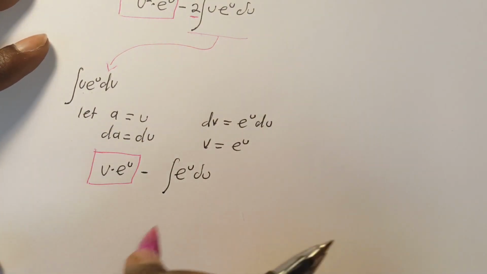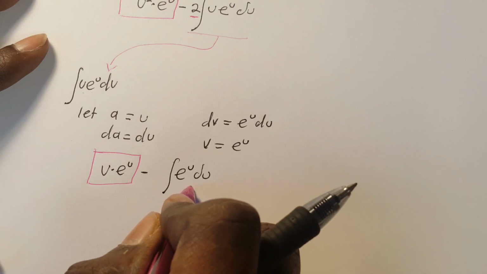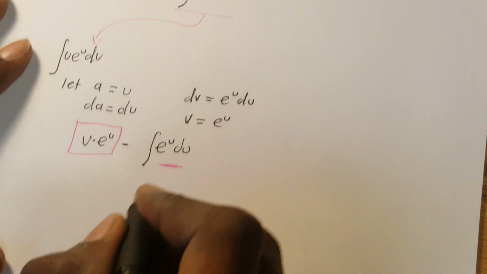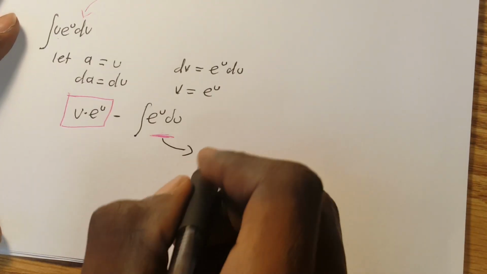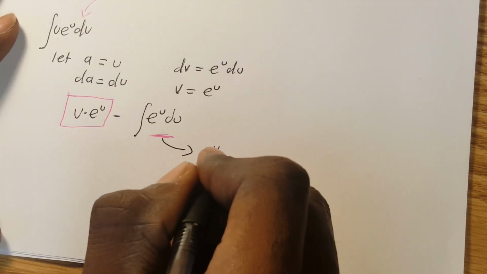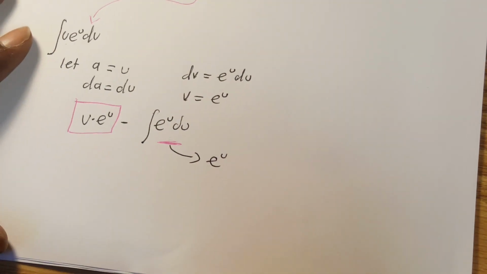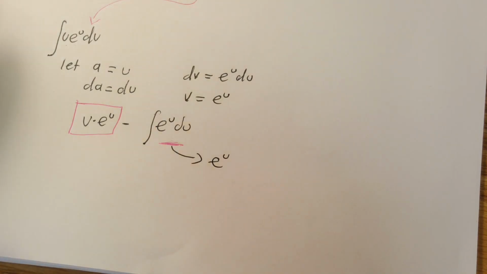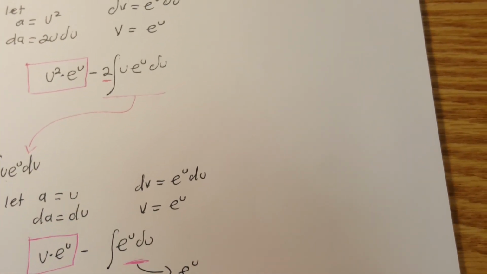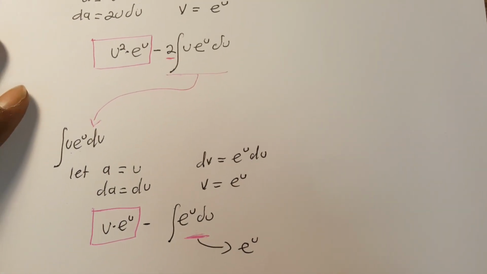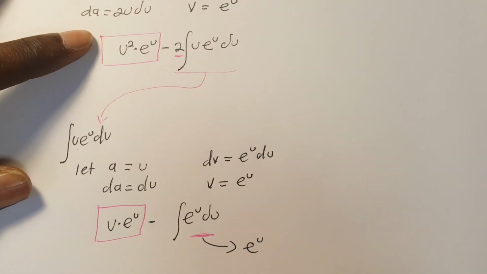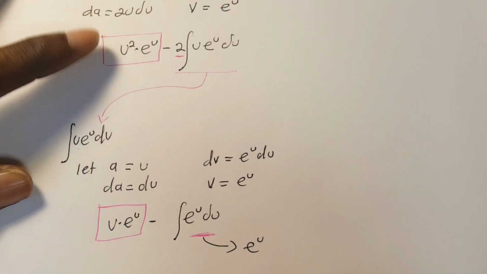So what we're gonna do is we're gonna solve this part, and this part will literally give us e to the U. So now let's put everything that we've done here together. We first have this.